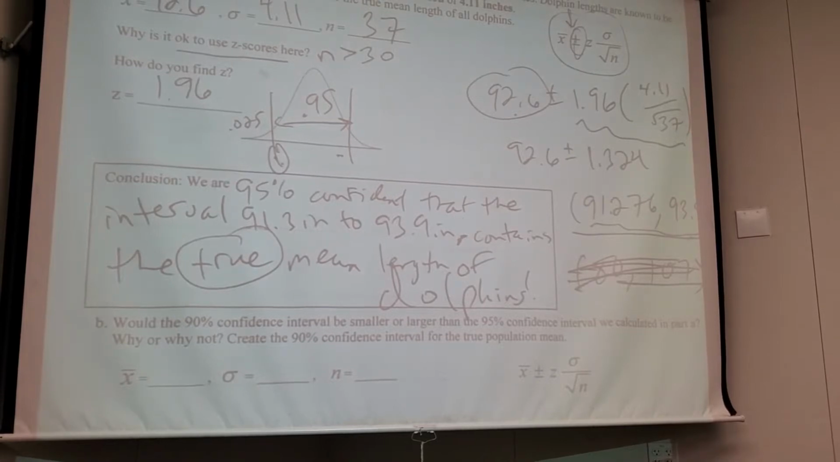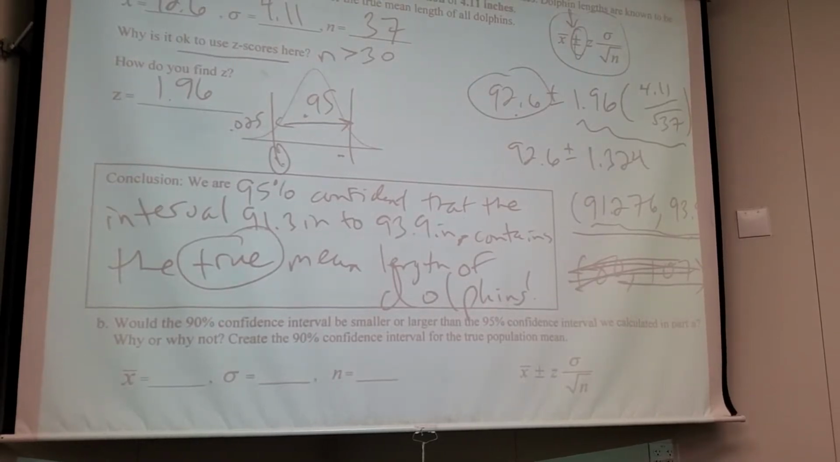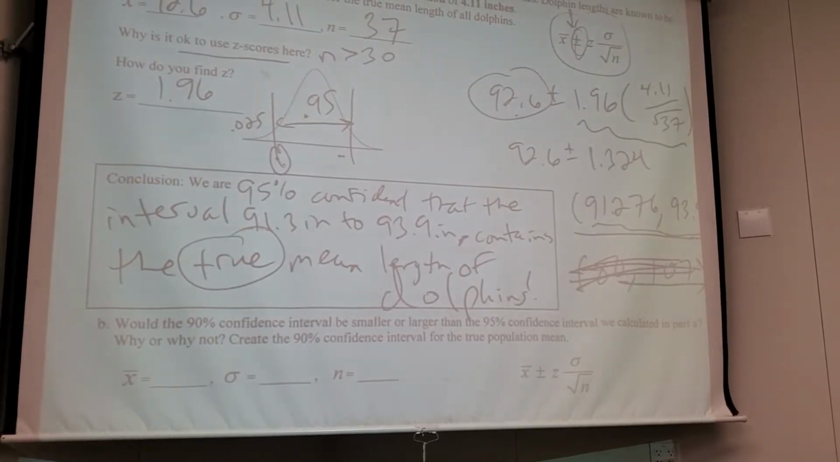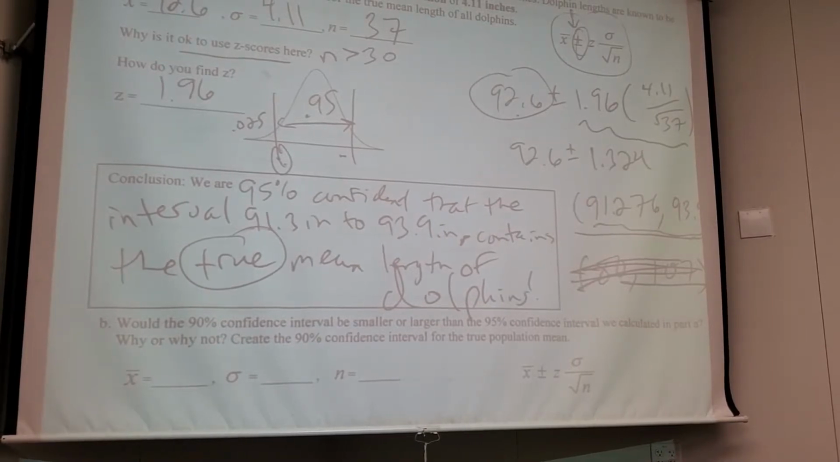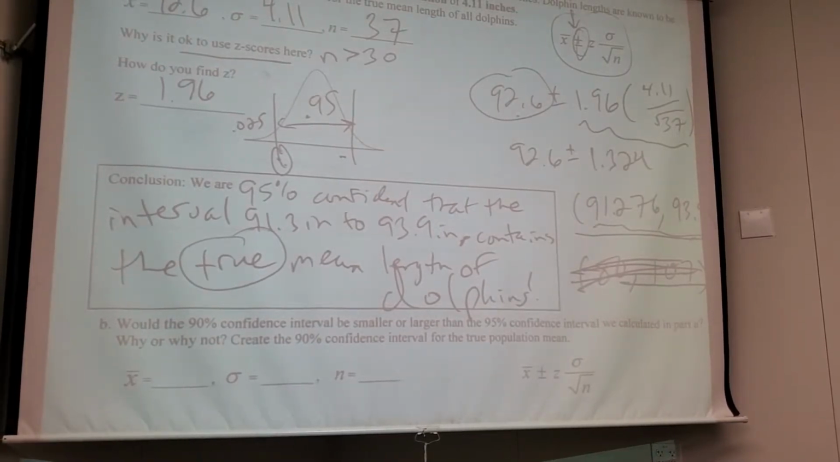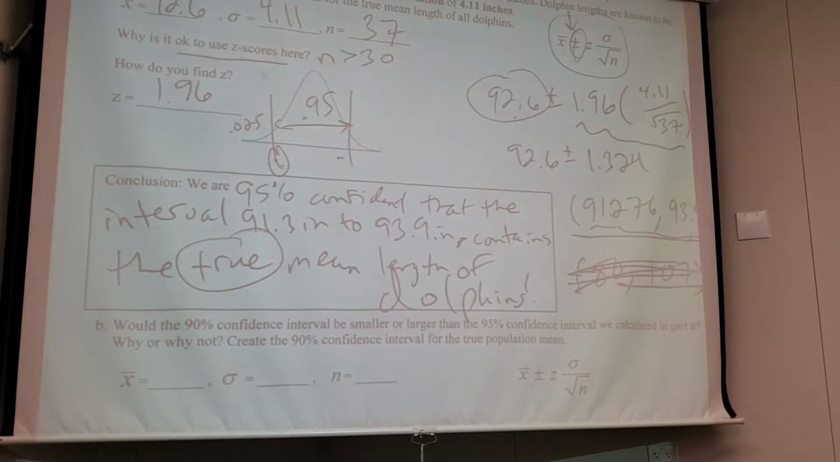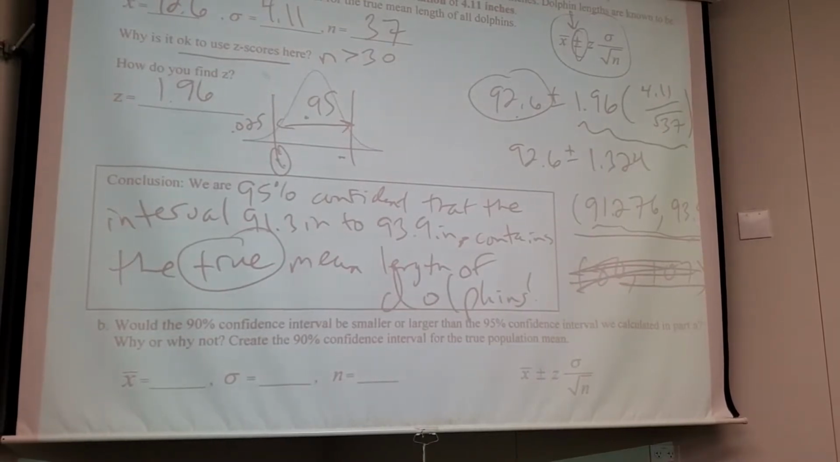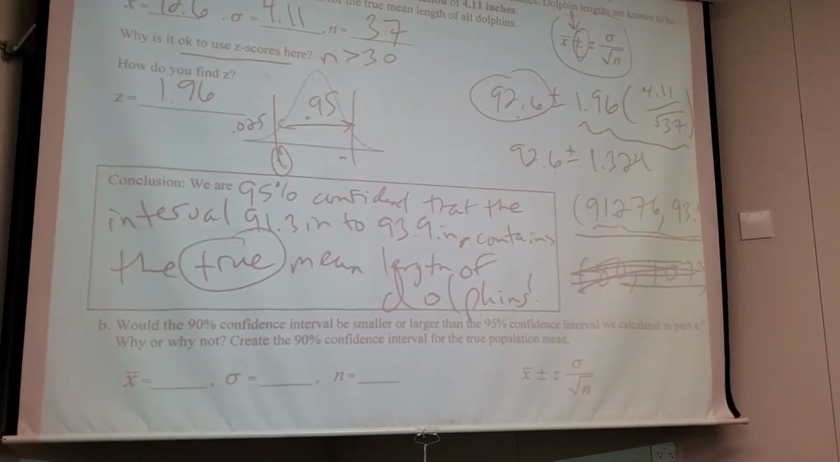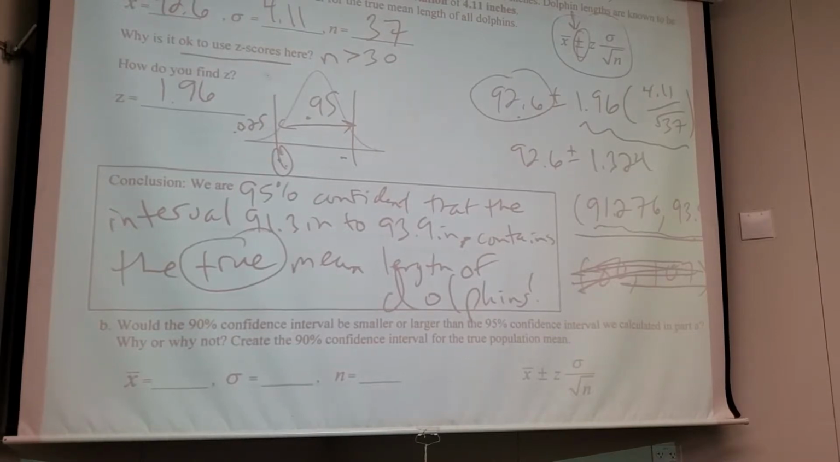If I catch 95% of all the dolphin lengths, of average lengths of 37, then I'm going to be 95% certain that I caught a specific one, the true population mean. Maybe it's the same thing. It really is.